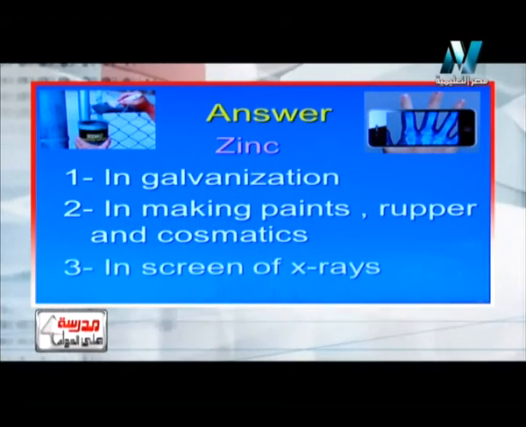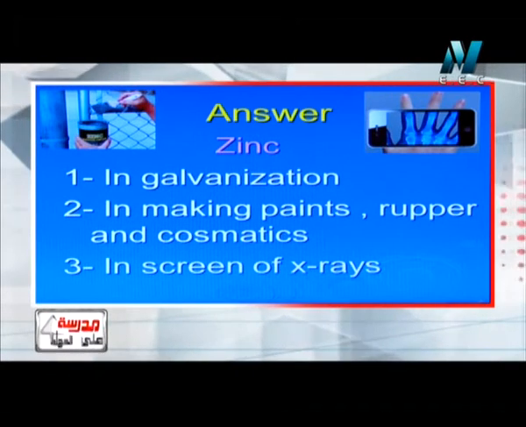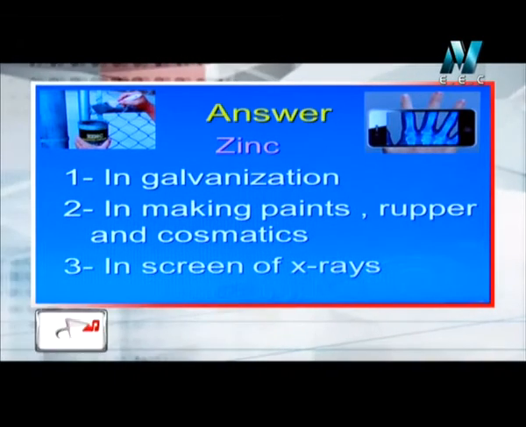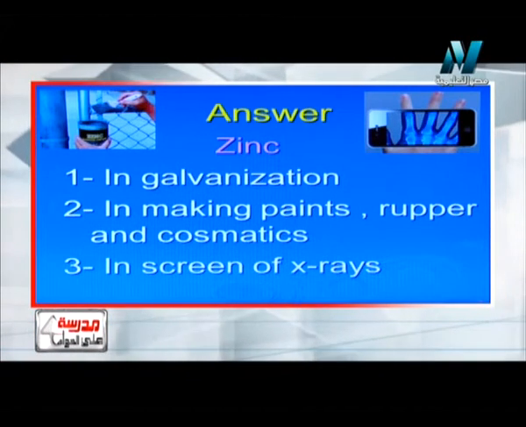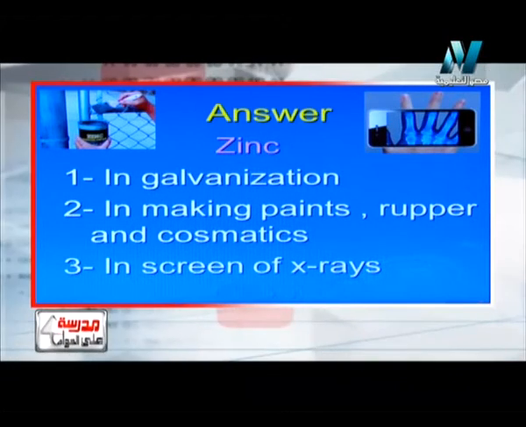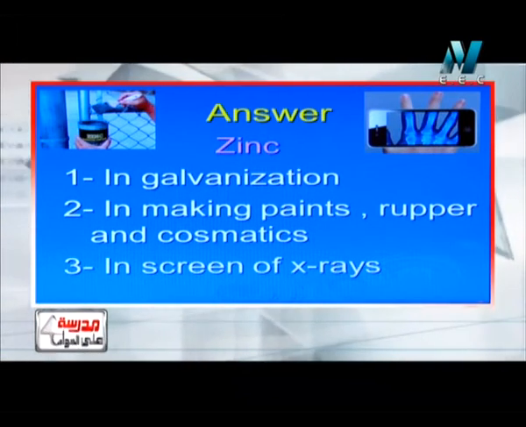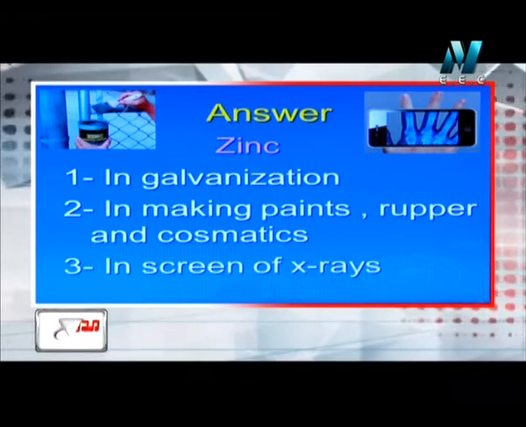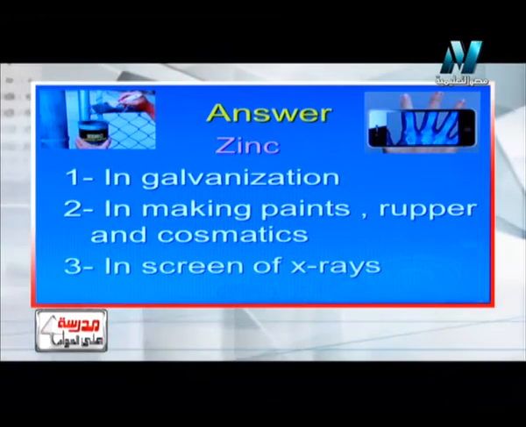Another use is in making paints, rubber and cosmetics. We can use compounds of zinc for paint substances, or in making rubber. Also, we can use it in making cosmetics. We know that nano zinc can protect from the effect of the sun rays. In screens of X-rays, we can make a screen made of zinc in order to detect the X-ray.